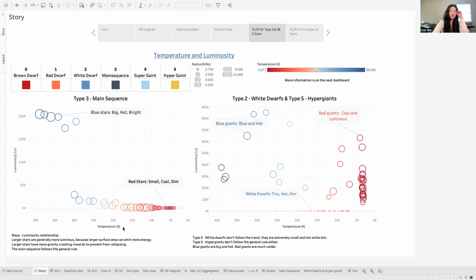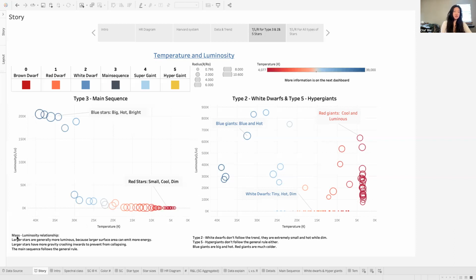For the x-axis, that is temperature. This is a reverse relationship. So the most common general trend for type 3 main sequence is this mass luminosity relationship.